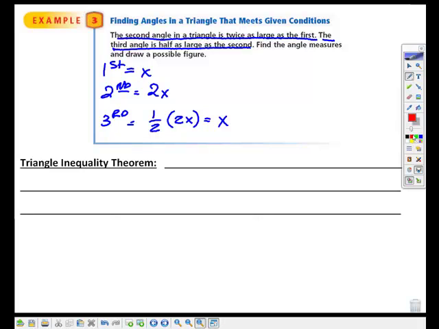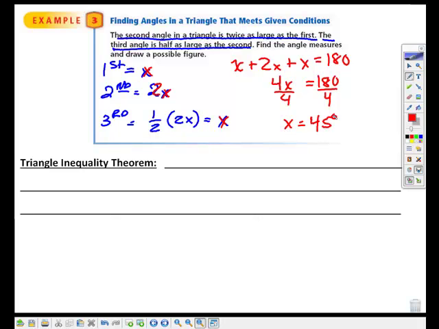Hey, took me a while, but if we use x, 2x, and x as our three angle sizes, we would know that x plus 2x plus x again equals 180. And x plus 2x is 3x plus another x, that would give us 4x on this side is equal to 180. If we divide by 4 and divide by 4, we would find out that x equals 45 degrees.